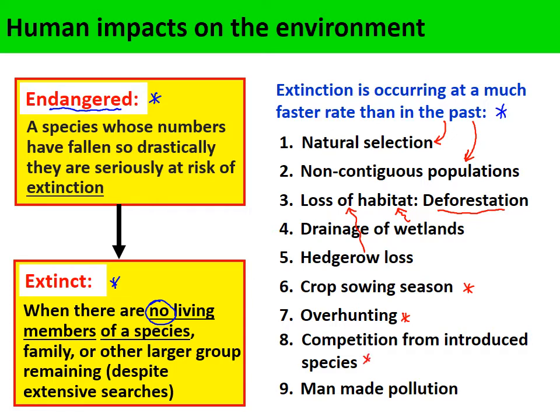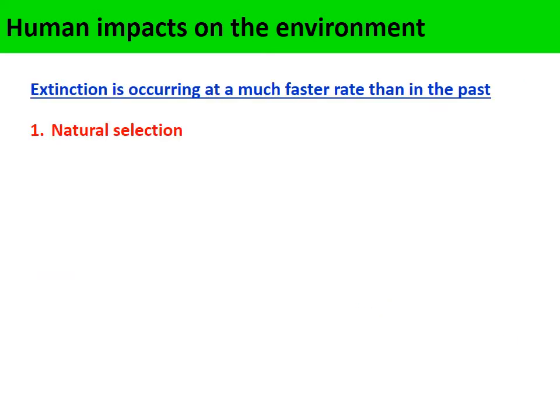Now, number 9 at the bottom, we will then talk about man-made pollution. So obviously humans have impacted the environment. There's many pollutants out there, not just from industrial waste, but also things like plastics that get into the environment, and they can impact on the health of individuals of certain species. So please do have a look at 1 to 9. These are how humans have impacted the environment, which can lead to endangered species and sometimes extinct species.